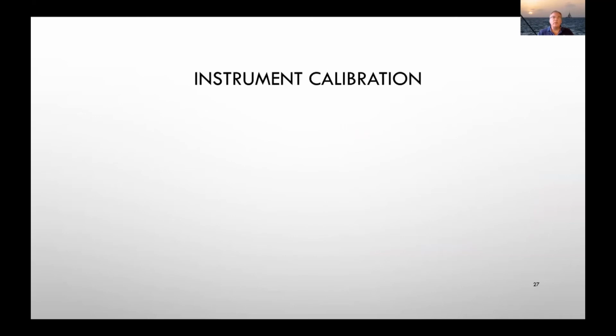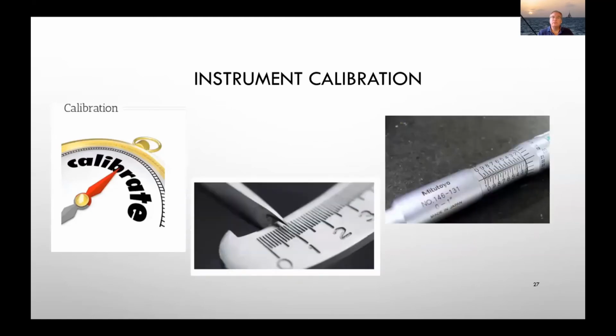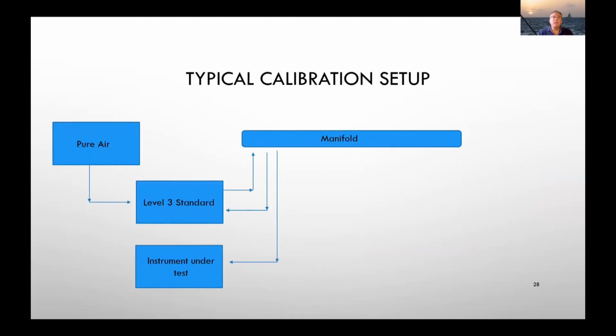I'm going to talk a little bit about instrument calibration. This is a typical calibration setup. We need a pure air source. We need a level 3 standard. We need our instrument under test, and these will all be interfaced with a manifold.